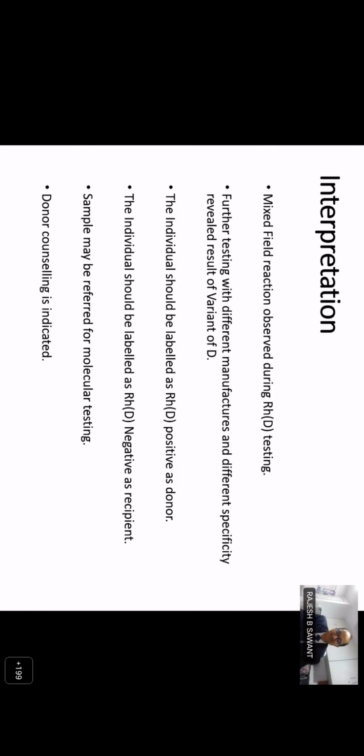We have a couple of questions in the chat box, sir. Dr. Pradeep has asked, can we give the mother's blood group PRBC till 3 months of age to newborn babies?